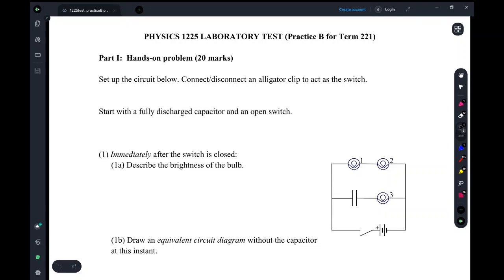Okay, let's do this practice lab test together. I call this practice B because in part 1, the circuit diagram is different from the one that I handed out in class. So in part 1, we'll set up the circuit. Here is the video of setting up the circuit.